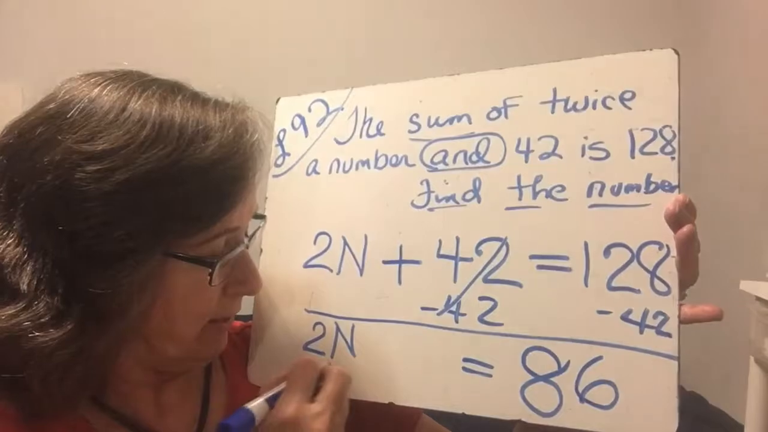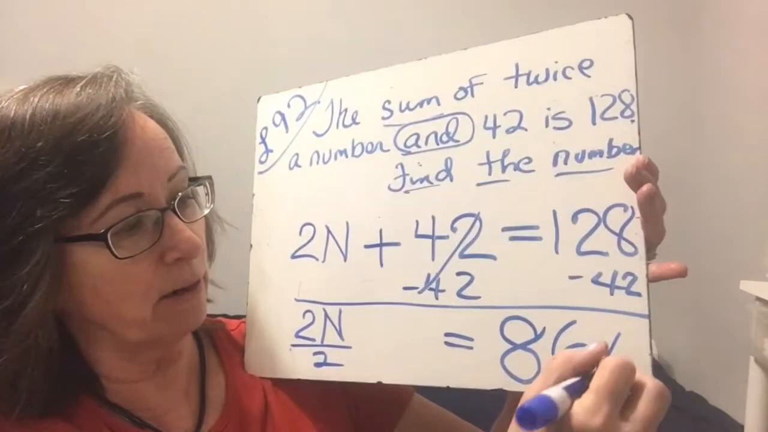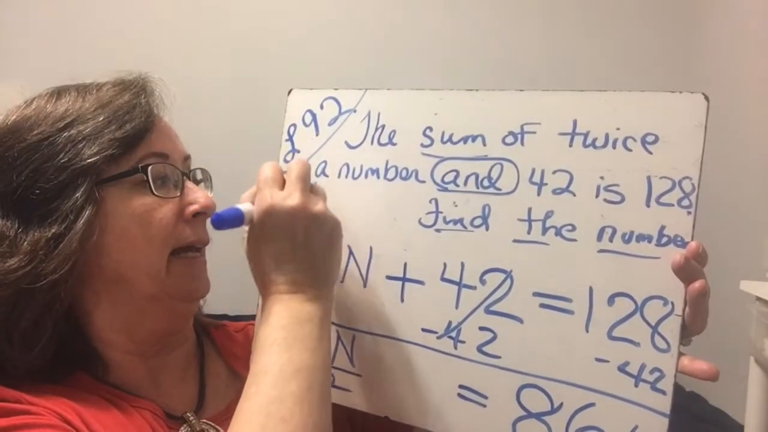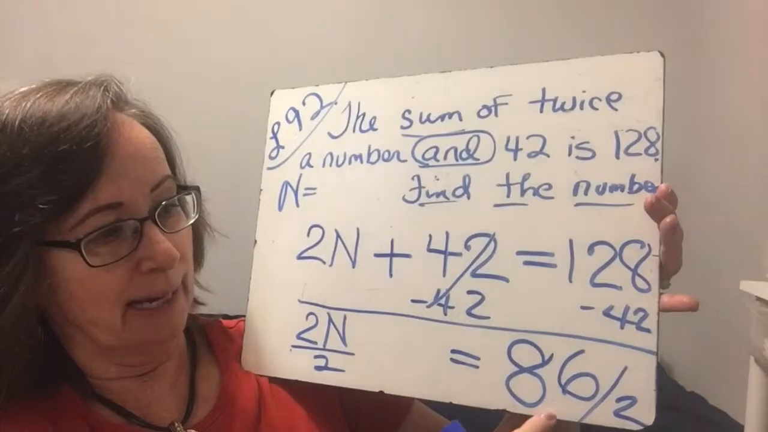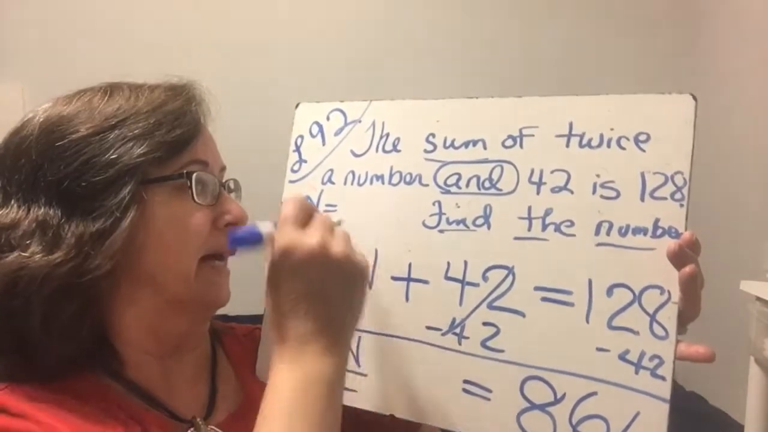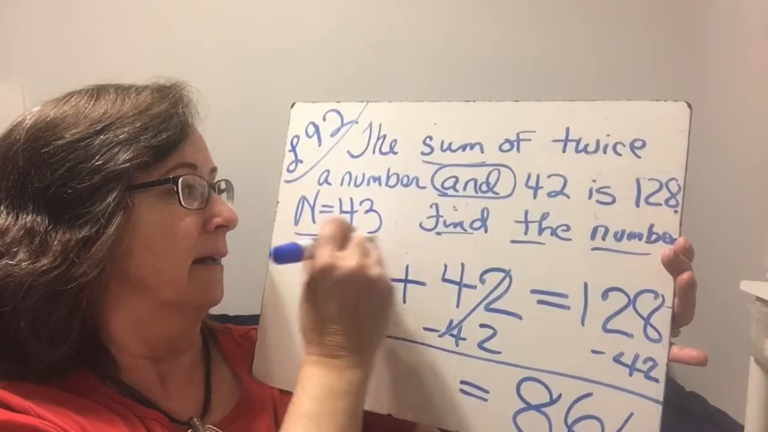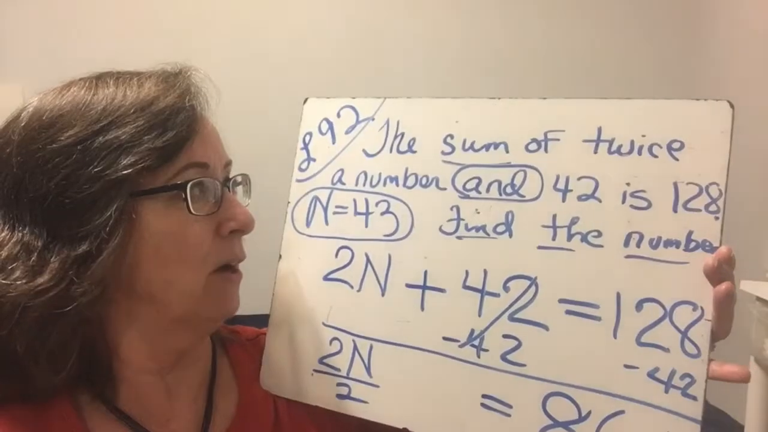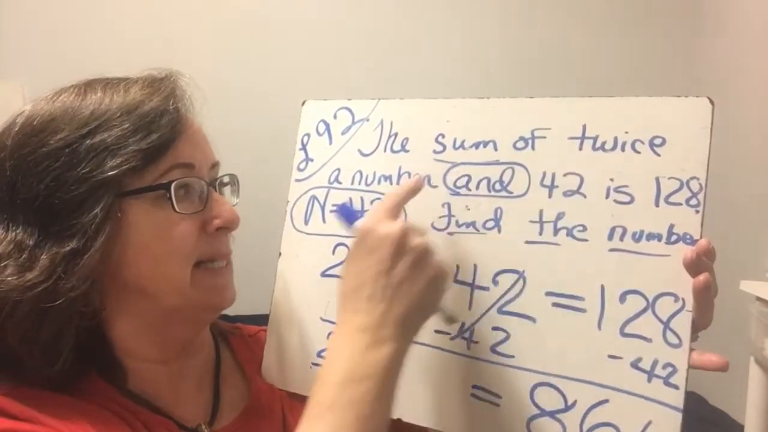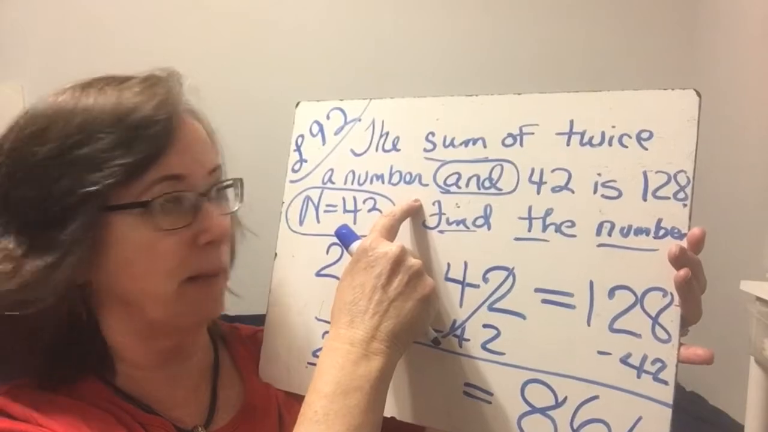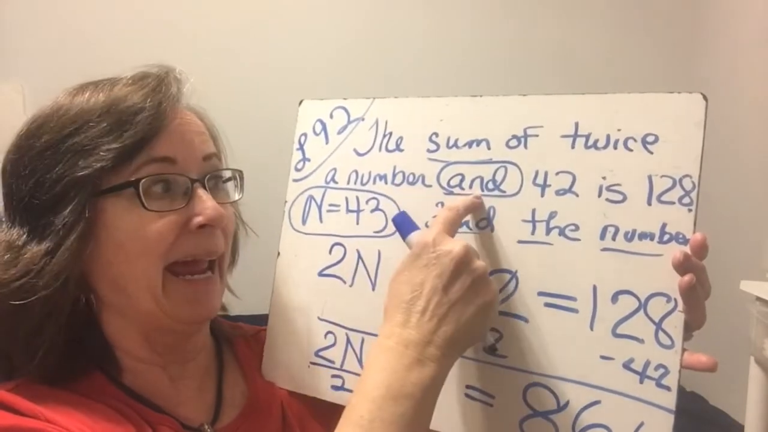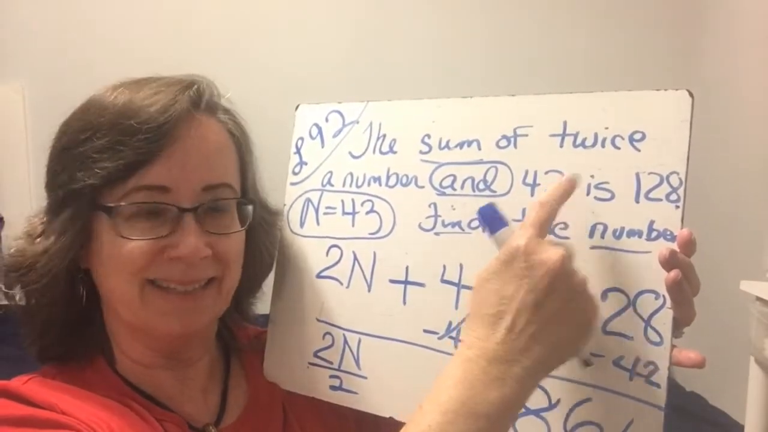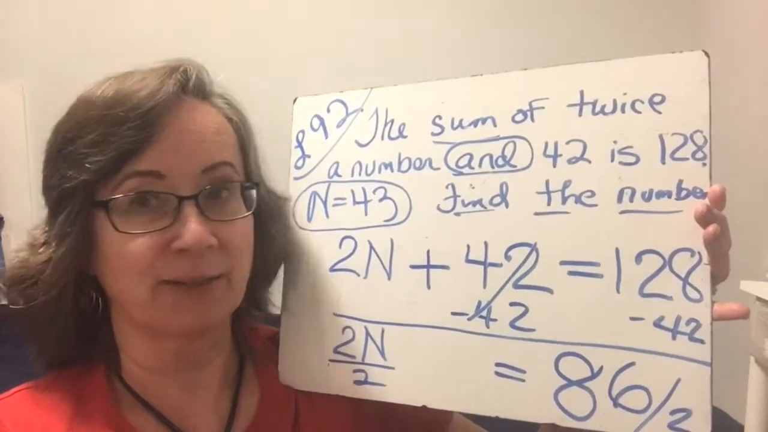So the last thing I have to do is divide by 2. And then over here on this side, I will also divide by 2. And I wind up getting n equals 86 divided by 2 is 43. I can do that one in my head. Okay, so the last thing that we're going to do is check it. So the sum of twice 43, and twice 43 is 86, and 42, so 86 plus 42 is 128, and it works. So let's do another one.